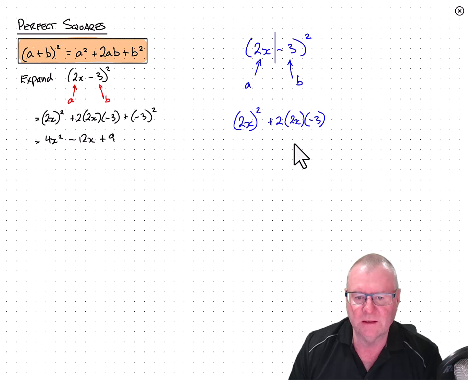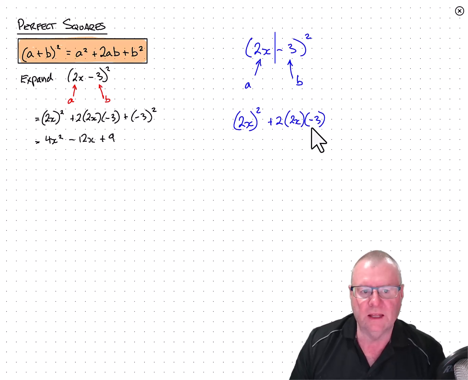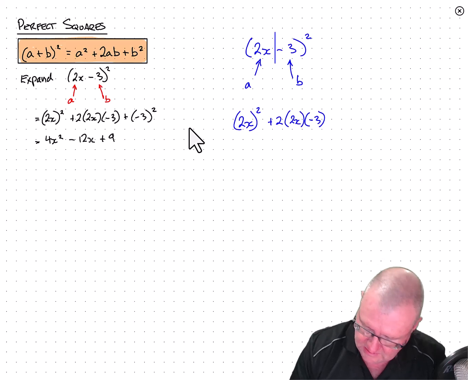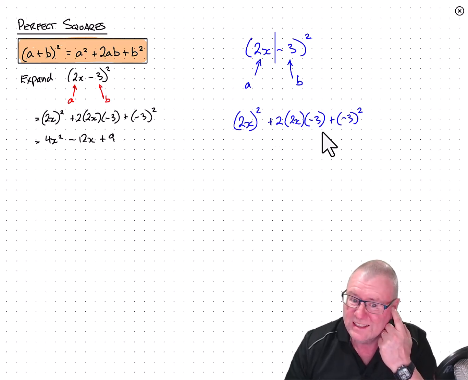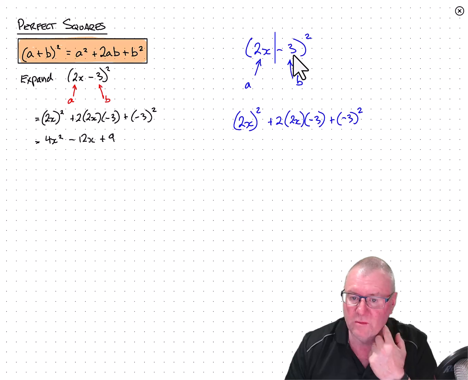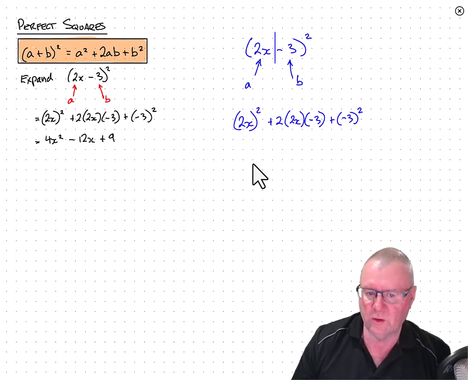That's what this is up here. Got the 2, that's my a value, that's my b value, and then finally it's plus b squared. Well, that's going to be minus 3 squared because b is minus 3. This is this using the a and the b from my expression. So let's go through and tidy all that up.